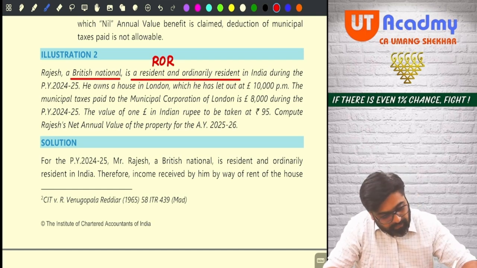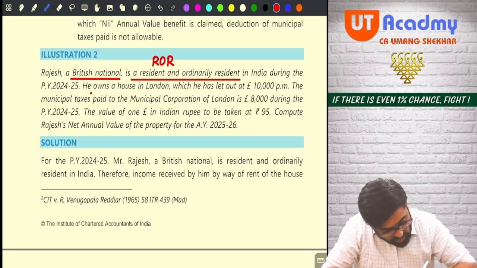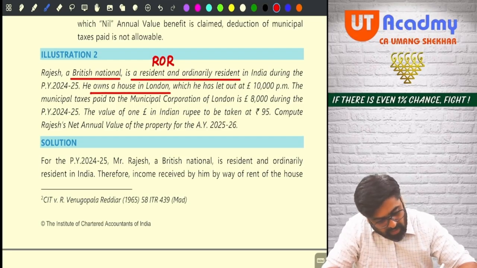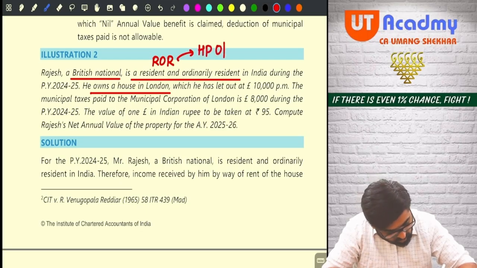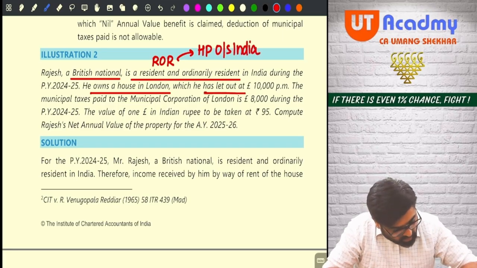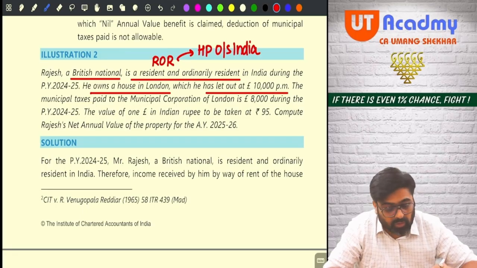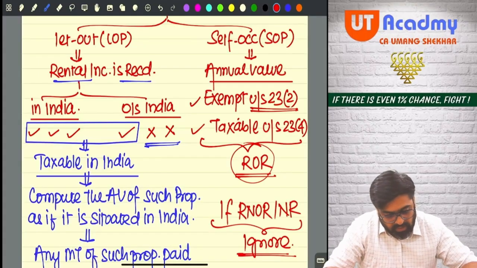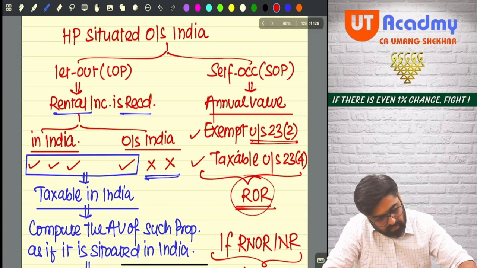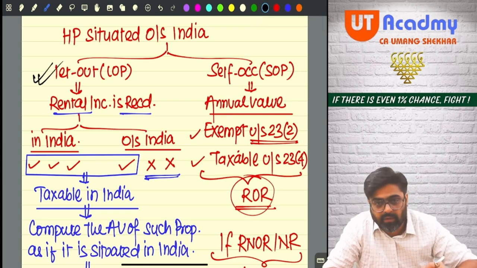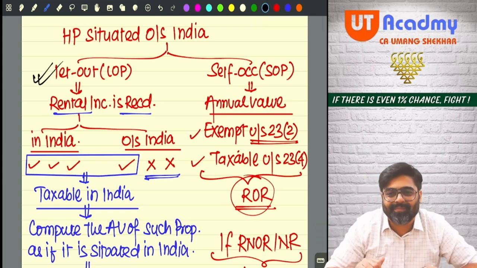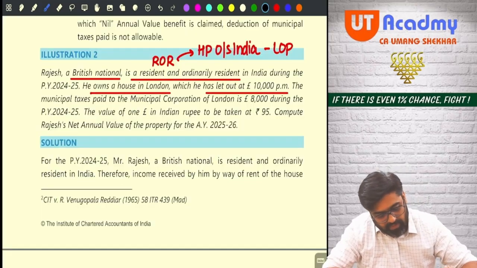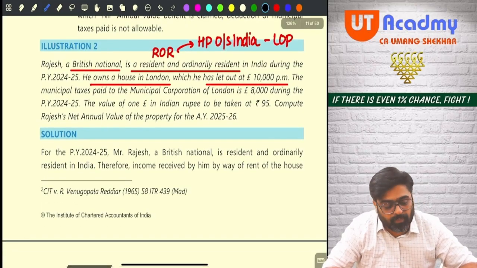So this ROR owns a house in London, meaning that ROR is having house property outside India, which he has let out at £10,000 per month. So this house property was LOP. Now, whatever we have written on this side, this entire part will be applicable now. Okay, pay attention. So this was let out at £10,000 per month.